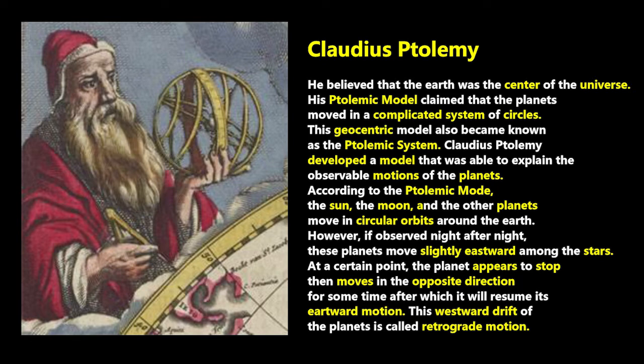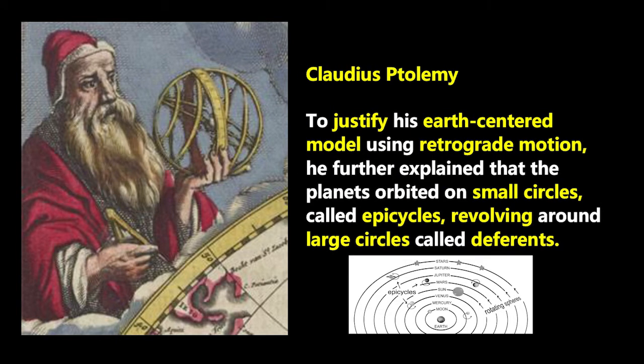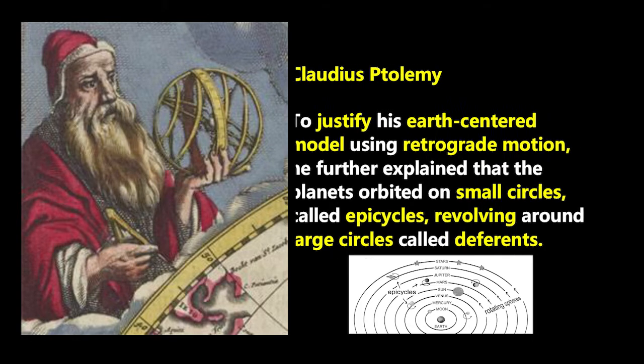This westward drift of the planets is called retrograde motion. To justify his Earth-centered model using retrograde motion, he further explained that the planets orbited on small circles called epicycles, revolving around large circles called deferents.